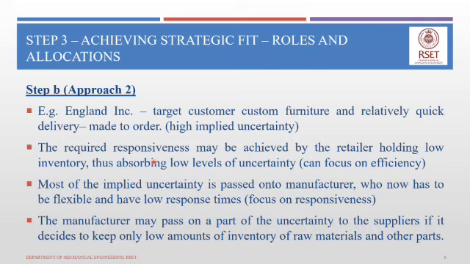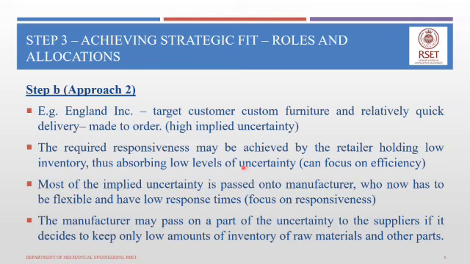The last part of the supply chain, the link between the manufacturer and the customer, that is the retailer, absorbs very low levels of uncertainty. That is because they only hold very low levels of inventory, say one or two pieces, just to show customers how the particular product will look. Based upon custom orders, the retailer transfers these orders to the manufacturers. So the required level of responsiveness here is achieved by the retailer holding low levels of inventory, thus absorbing low levels of uncertainty, and the retailer focuses upon being efficient.